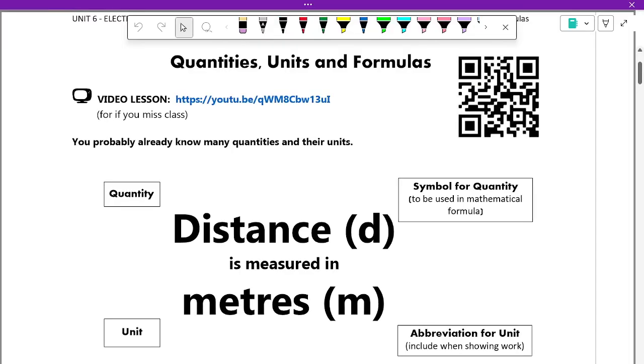So we're going to start with some units and quantities that we already know, things that are not unfamiliar. We already know about distance, yes? What is the symbol for distance? D. What is the unit for distance? Meters. And what's the symbol for meters? M. So we already know those.